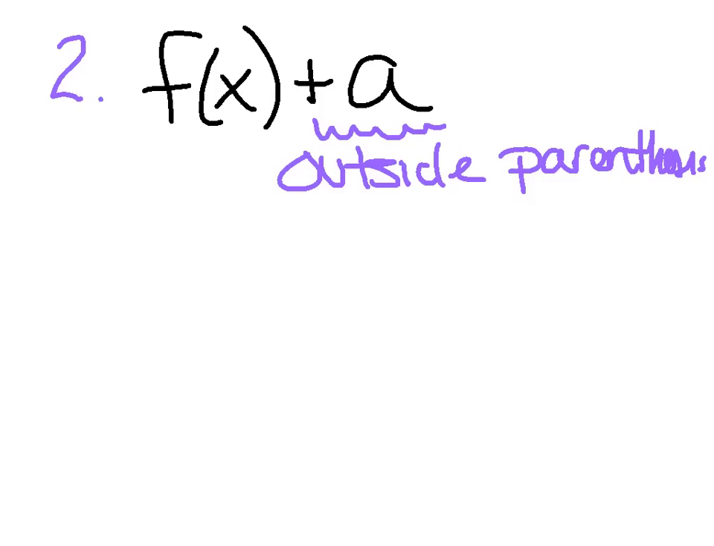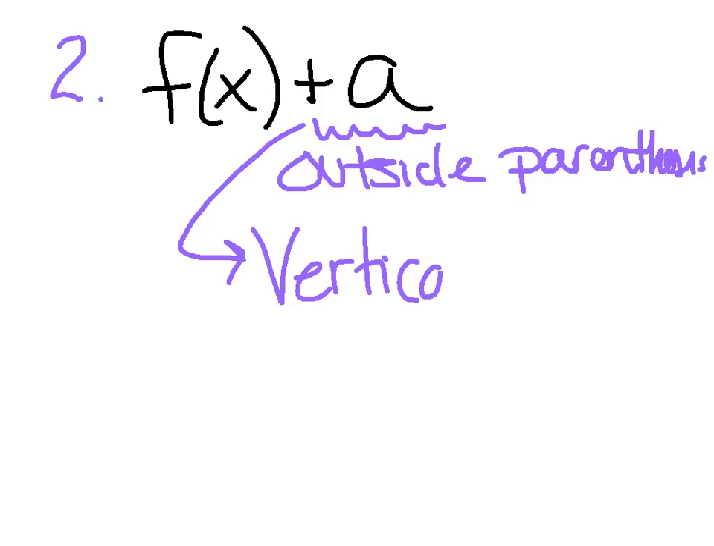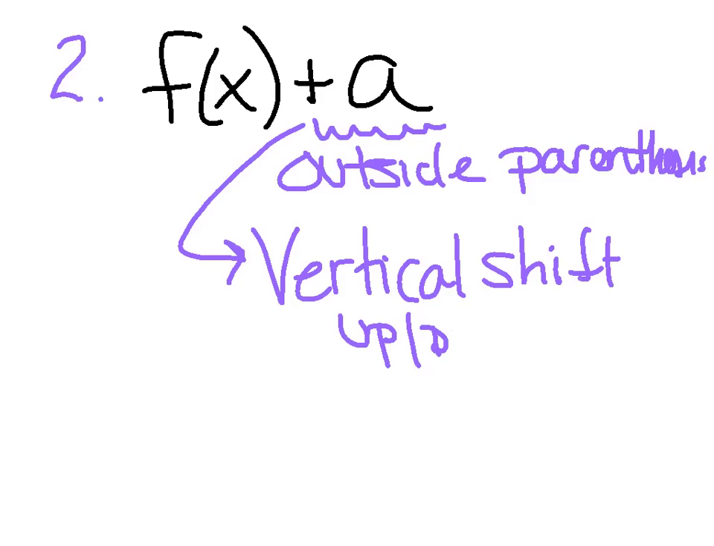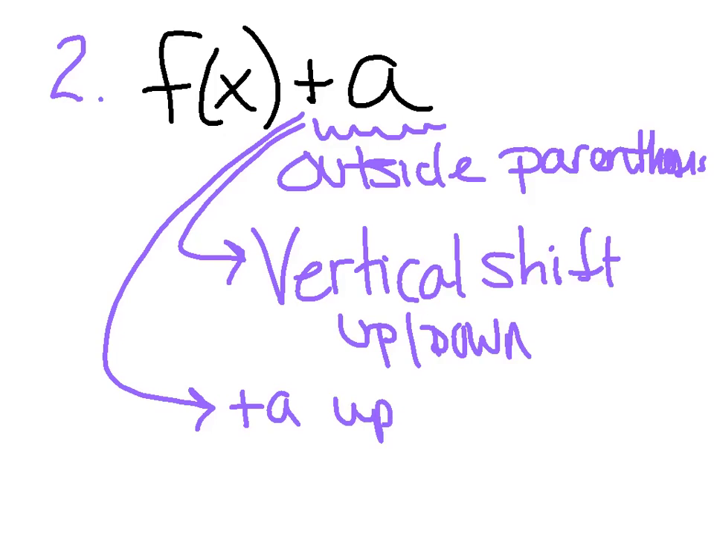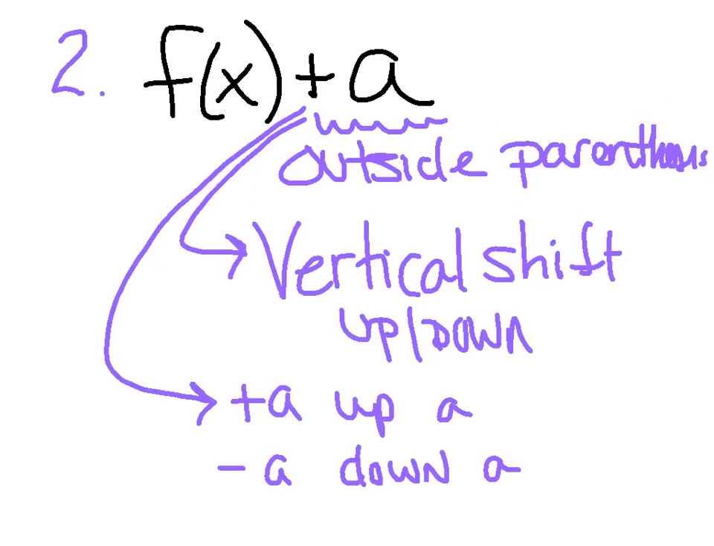So what this tells me is when it's outside the parentheses, this is actually a vertical shift, which means you are going to shift the graph up or down. Now, unlike horizontal, where you did the opposite, you are literally going to shift exactly what you see. So a positive a is going to move you up a units, and a negative a is going to move you down a units. So again, it really depends where the a is sitting. Inside means horizontal, outside means vertical. So let's take a look at an example.